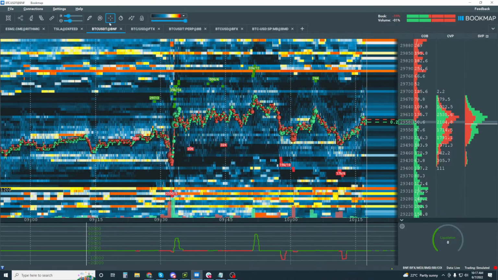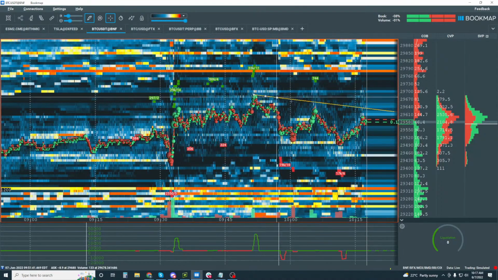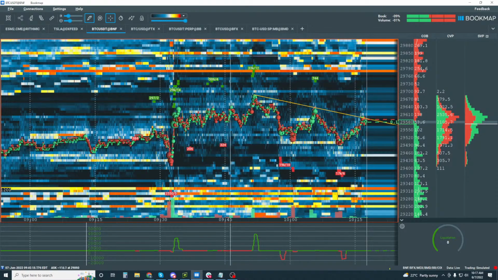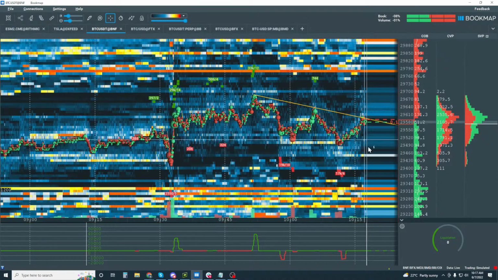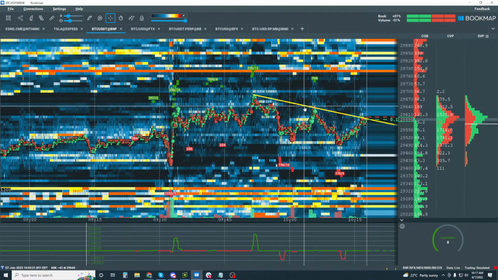All right, now the way that we can look at this, there's a few different ways. You can look at divergences, and Nick had mentioned this yesterday in the crypto webinar.